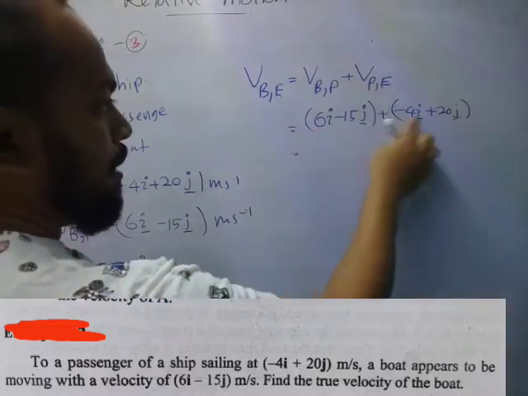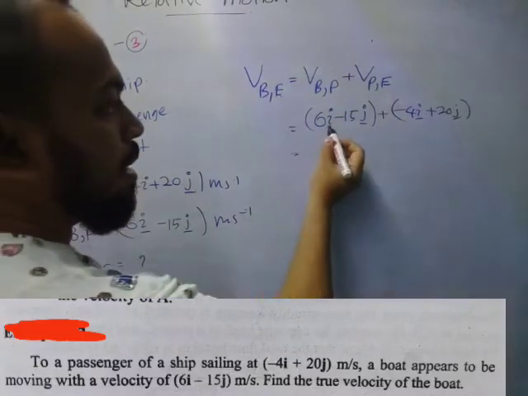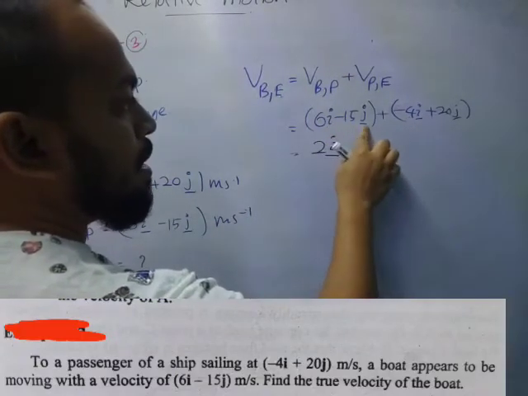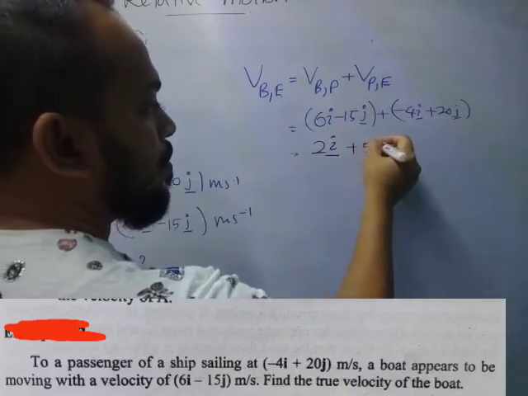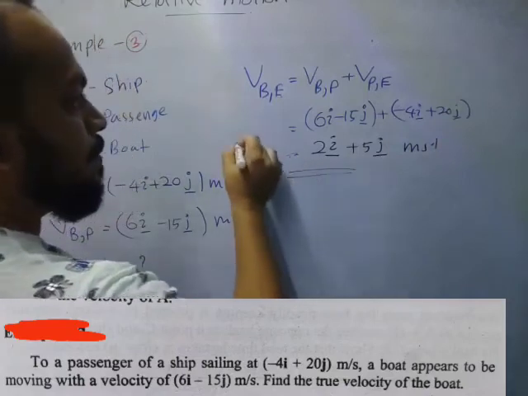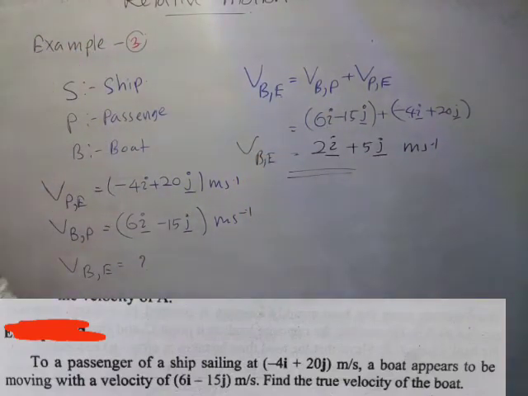All you need to do is deal with like terms. So 6i minus 4i is 2i. Minus 15j plus 20j means plus 5j. That's it. This is the true velocity of the boat. So you can see how easy it is to deal with unit vectors.